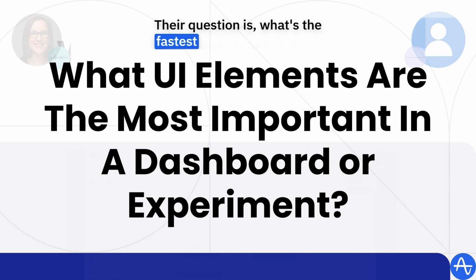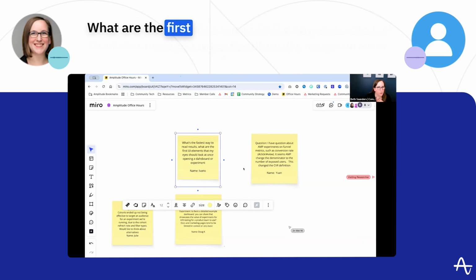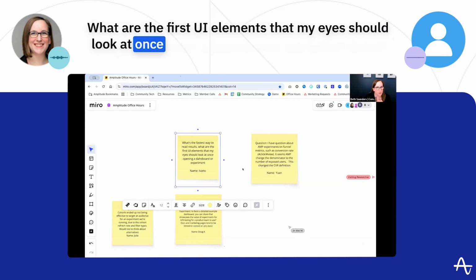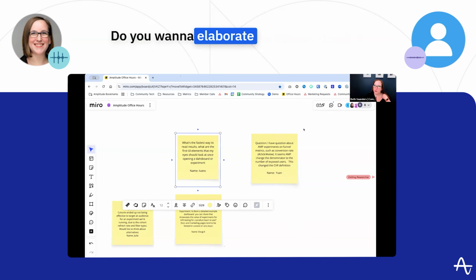The question is, what's the fastest way to read results? What are the first UI elements that my eyes should look at once opening a dashboard or experiment? Do you want to elaborate on that a little bit?